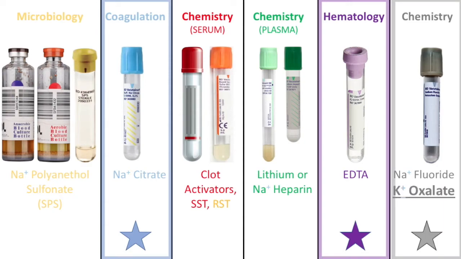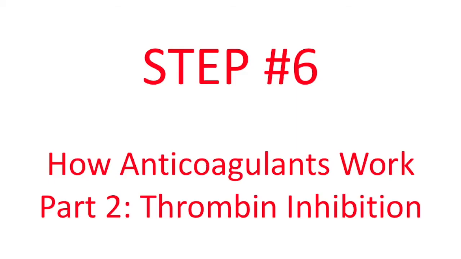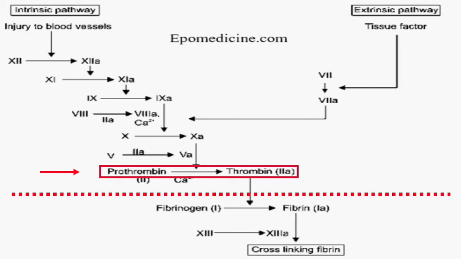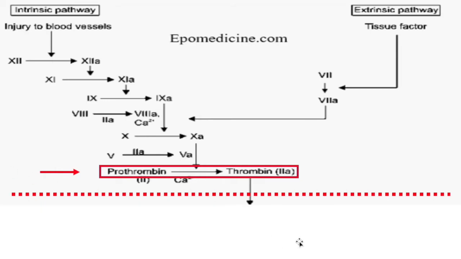All right, now for the next part, the thrombin inhibition. There is another way for the tubes to prevent the blood from clotting, and that is by inhibiting or stopping the conversion of prothrombin to thrombin. Now when we do that, we pretty much put a stopper on the coagulation cascade right here, which will not allow the blood to clot.